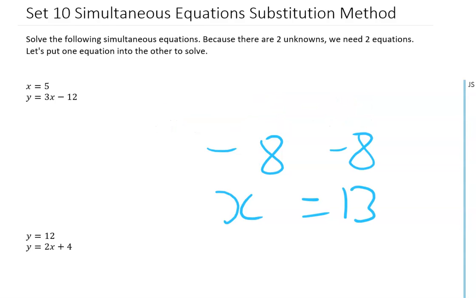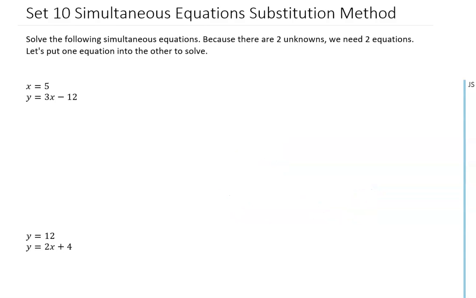Okay, what we have today, we don't just have an x, we've got an x and a y. We've got x equals 5, and we've got x's and y's in this equation, okay? So in this case, we've got two equations. We've got two letters. If you want to be able to solve for both the letters, you actually need to have two equations. So you can put one equation into the other, all right?